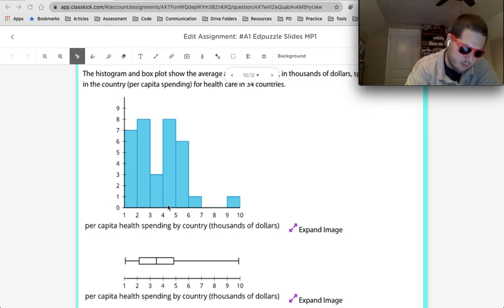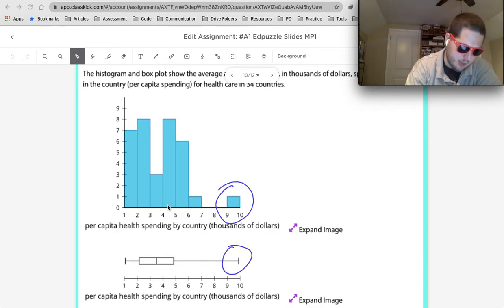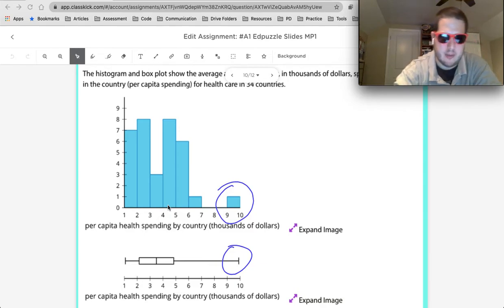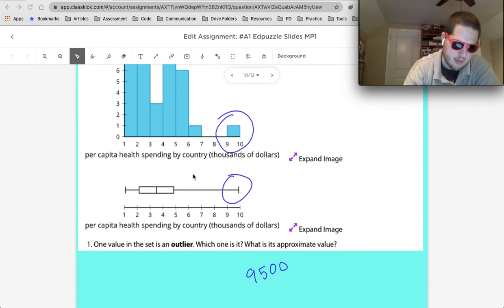So in this case, in thousands of dollars, right? So the outlier is right here. It's out here, right? So that number is probably about $9,500, something like that. If you put like 9.5 or something, that's fine. But it's somewhere between 9,000 and 10,000.